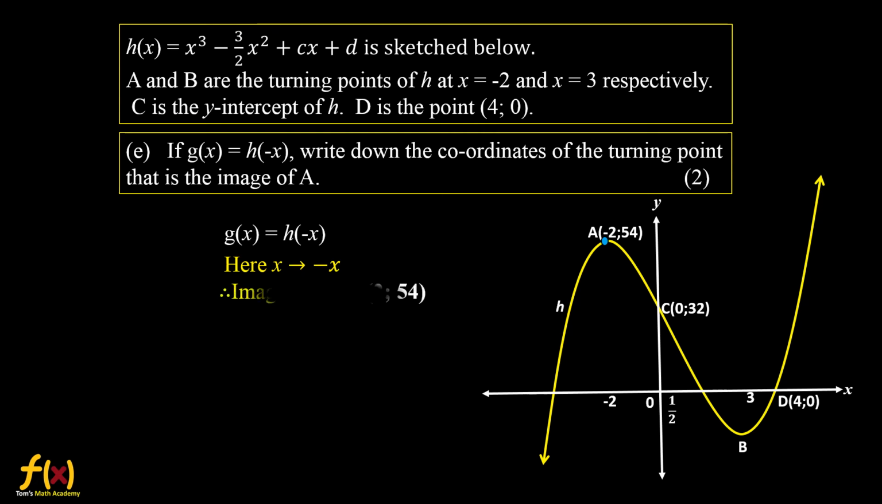The image of A, that is the question. Image of A is A dash. So it is going to be 2, 54. Just showing you the image there. Okay, look at that. So that is the answer.